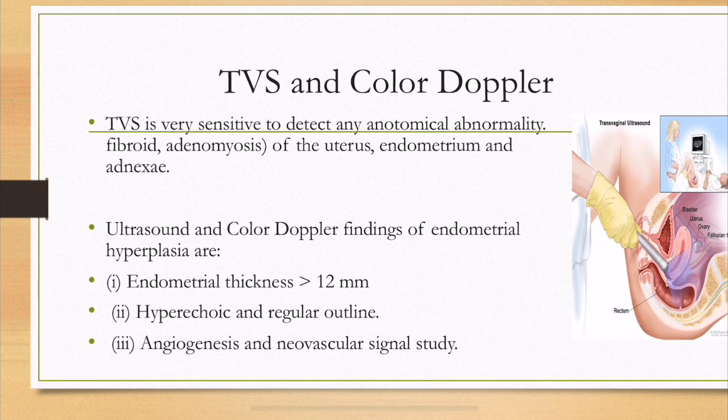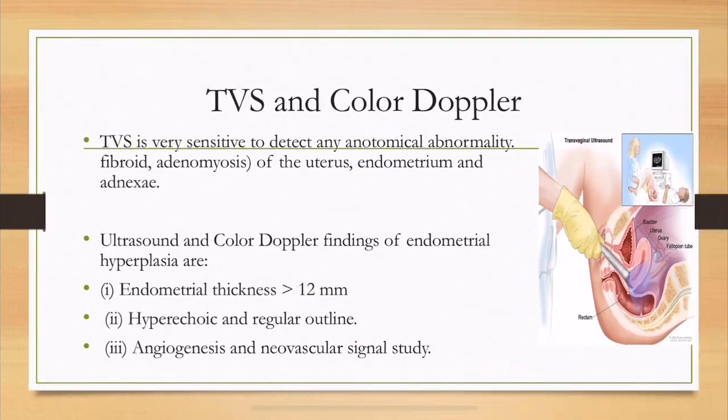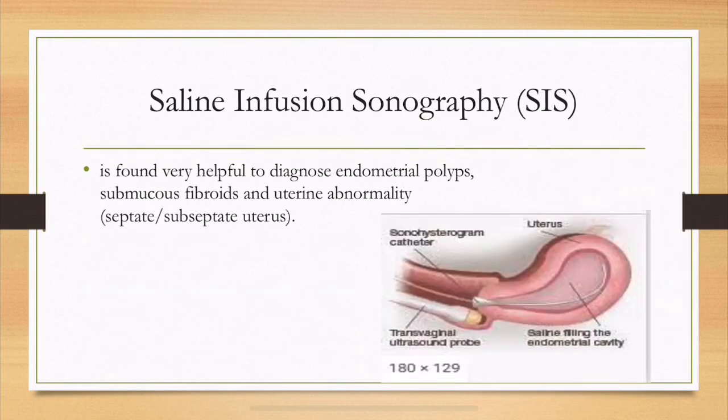Color Doppler findings of endometrial hyperplasia: to conclude that the endometrium is hyperplastic, the thickness of the endometrium should be more than 12 mm. Hyperplasia is an increase in the number of cells of the endometrium, which is an increase in the size of the endometrium. How do we conclude that? When the endometrial thickness is more than 12 mm, there is a hyperechoic and regular outline. Angiogenesis and neovascular signal study: when there are new blood vessels formed.